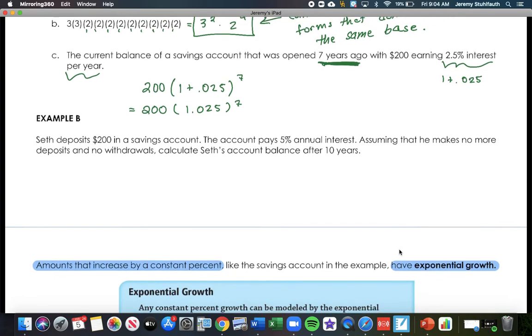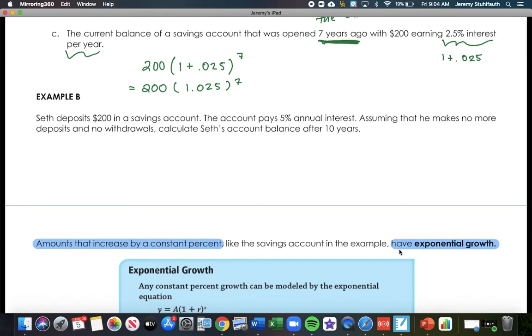Now, the next example says Seth deposits $200 in a savings account. The account pays 5% annual interest. Assuming that he makes no more deposits and no withdrawals, calculate Seth's account balance after 10 years. So let's first come up with an equation that represents the amount of money in Seth's account. So the amount in there would be equal to the amount that he put in there. So he put $200 in his account.